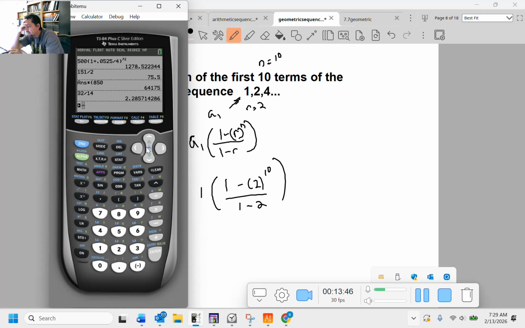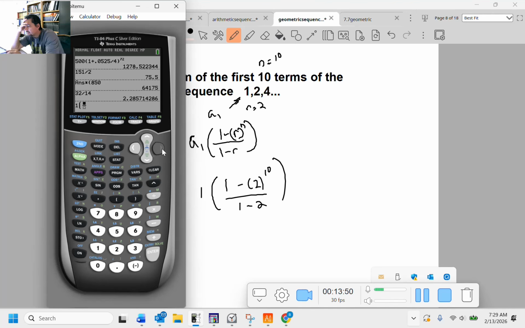Because they can. There's a 1 out front. We have 1 minus, and again, it's good safe practice there to put that in a set of parentheses. And that's all sitting over 1 minus 2. And if you don't know what 1 minus 2 is, the TI-84 is not going to judge you. Although I'm not going to lie, I feel kind of stupid pushing 1 minus 2 in a calculator like that. But I did. 1,023.